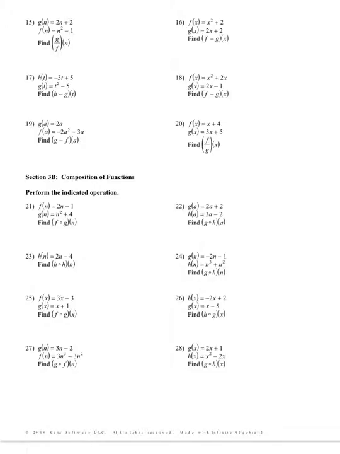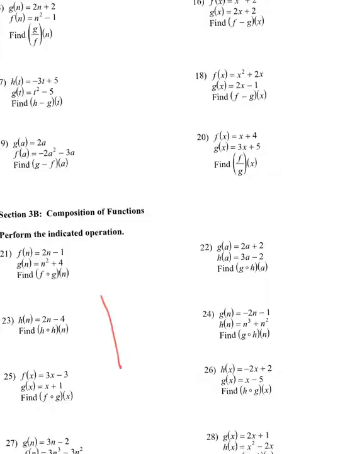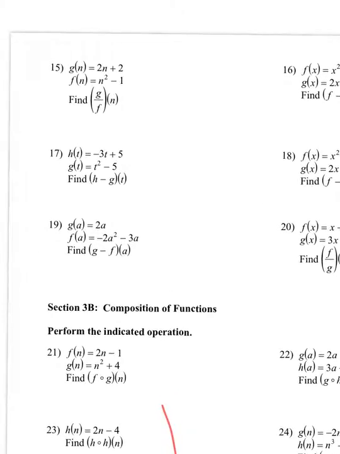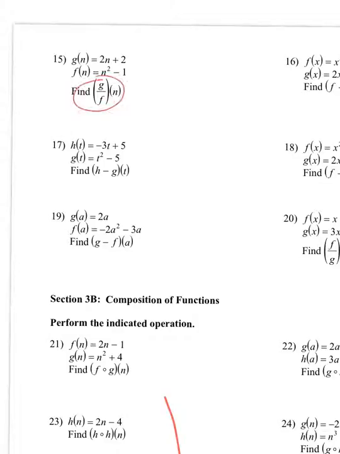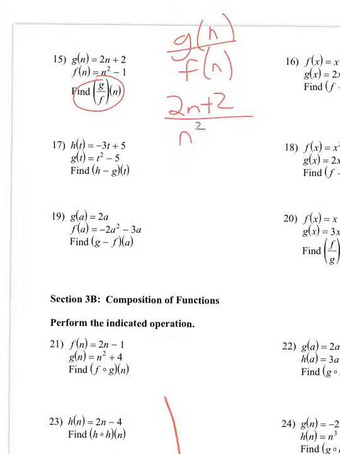And let's do a division one. So 15 will be the next one we look at. Let's go down to 15 here. And this is the notation then for division. I'm going to take g of n and I'm going to divide it by f of n. So g of n is 2n plus 2. I'm going to divide that by n squared minus 1.